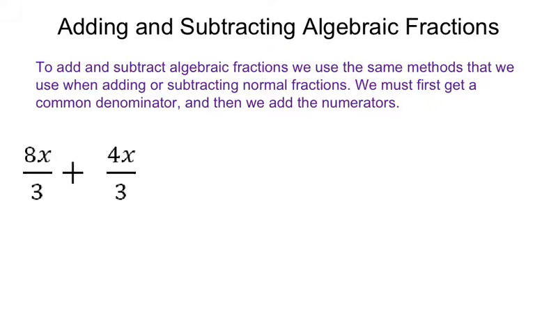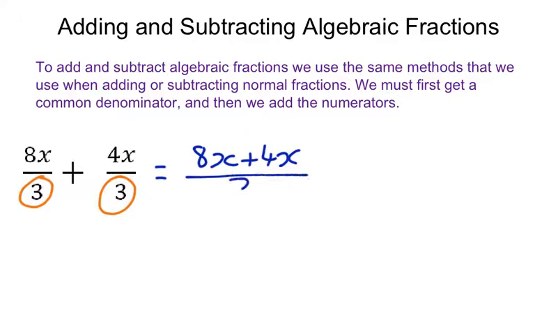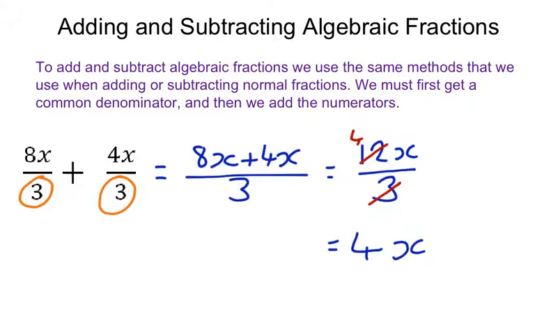This first example, we have 8x over 3 plus 4x over 3. In this case, both denominators are 3, so we already have a common denominator, so we can just go straight into doing 8x plus 4x all over 3, which gives us 12x over 3, and we notice that 3 and 12 will cancel, we lose the 3 and the 12 cancels down to 4, giving us a final answer of 4x.